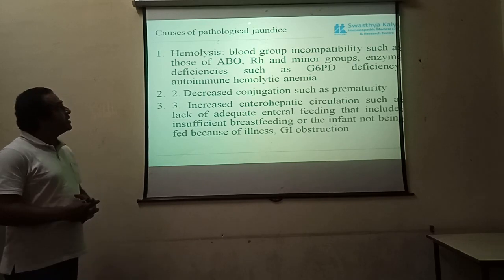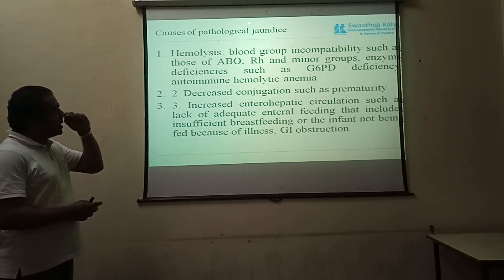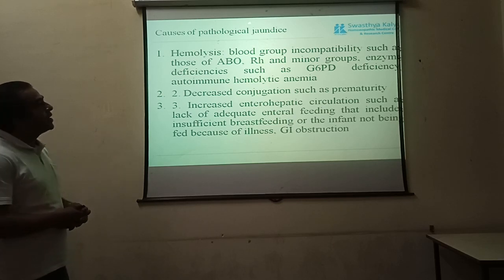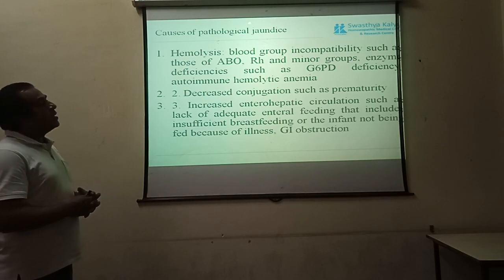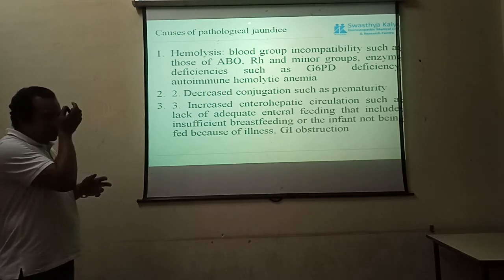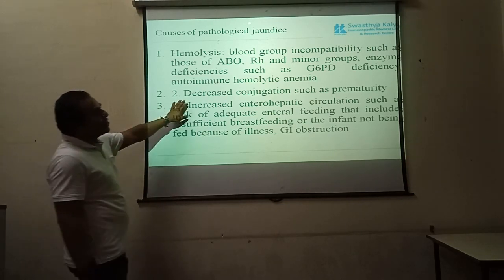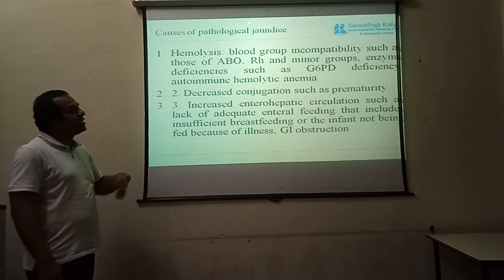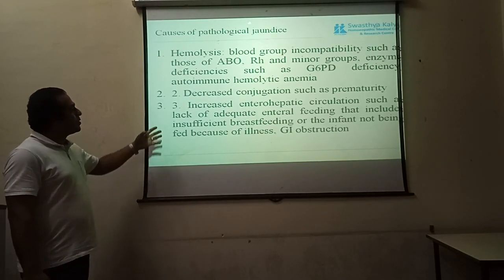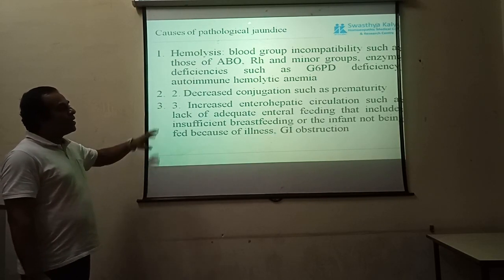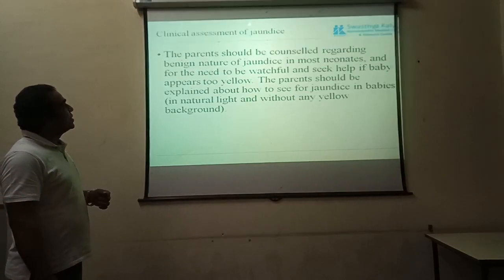Causes of pathological jaundice: hemolysis is the first cause. The blood group incompatibilities, such as those of ABO and Rh, and we have also seen other causes like G6PD, glucose-6-phosphate dehydrogenase deficiency, autoimmune hemolytic anemia. Decreased conjugation, such as in prematurity. Increased enterohepatic circulation, such as lack of adequate maternal feeding, which includes insufficient breastfeeding, or the infant not being fed because of illness, and GI obstruction.